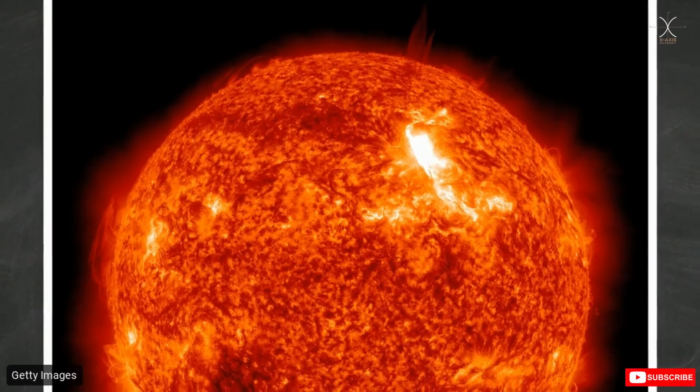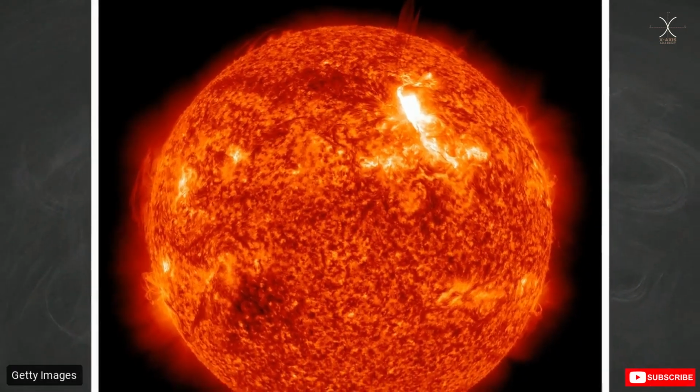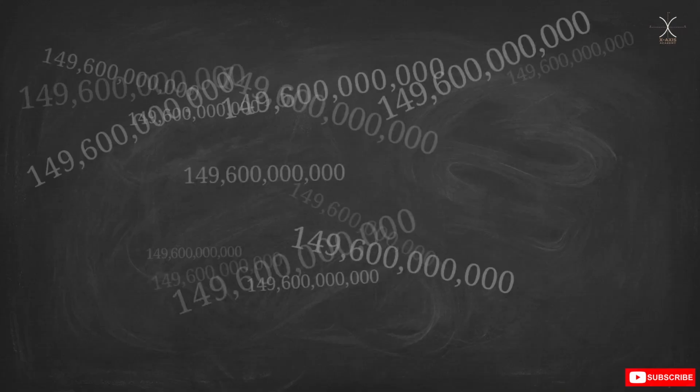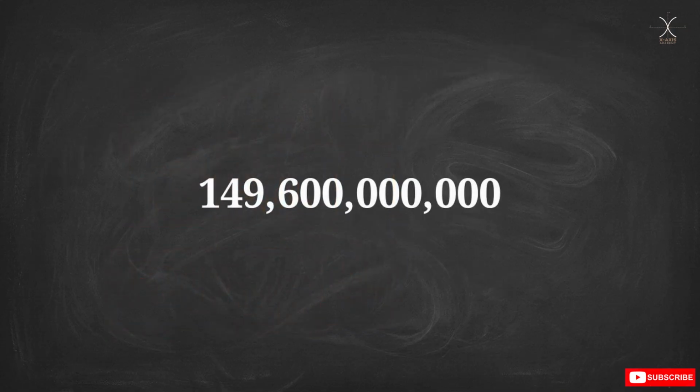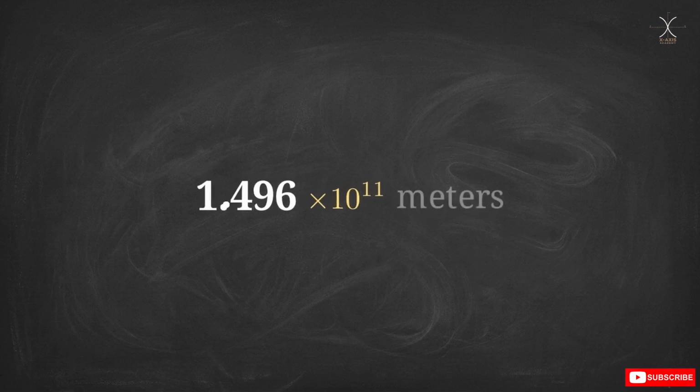The distance from the Earth to the Sun is approximately 149,600,000,000 meters. Writing that out with all its zeros every time an astronomer makes a calculation invites constant errors. To solve this, scientists use standard form, or scientific notation. We move the decimal point 11 spots to the left to get 1.496 and multiply it by a base 10 exponent of 11. Now that massive distance fits neatly into a single, highly accurate expression.